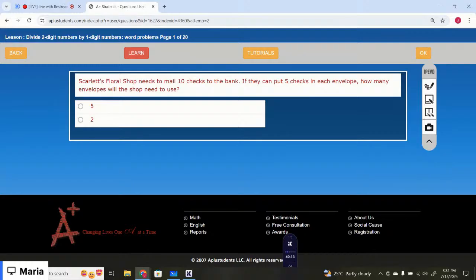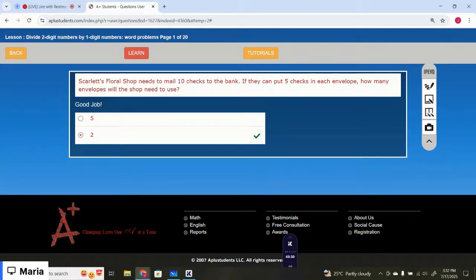Scarlett's floral shop needs to mail 10 checks to the bank. If they can put 5 checks in each envelope, how many envelopes will the shop need to use? So which is the correct option? You have to do 10 divided by 5. So 5 times what number is 10? That would be 2. 10 divided by 5 is 2. Option number 2 is the correct option.